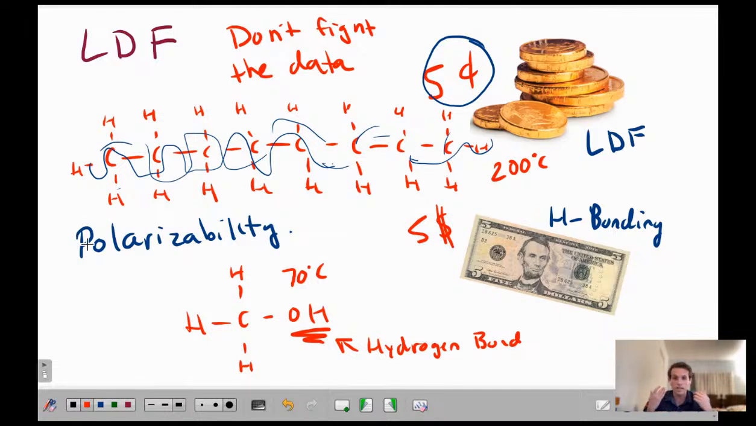So they won't ask you flat up which has more IMFs, but they might say, hey, this one has a really high boiling point and this one has a really low boiling point. How can you explain that? And that's where you bring in this concept of polarizability.